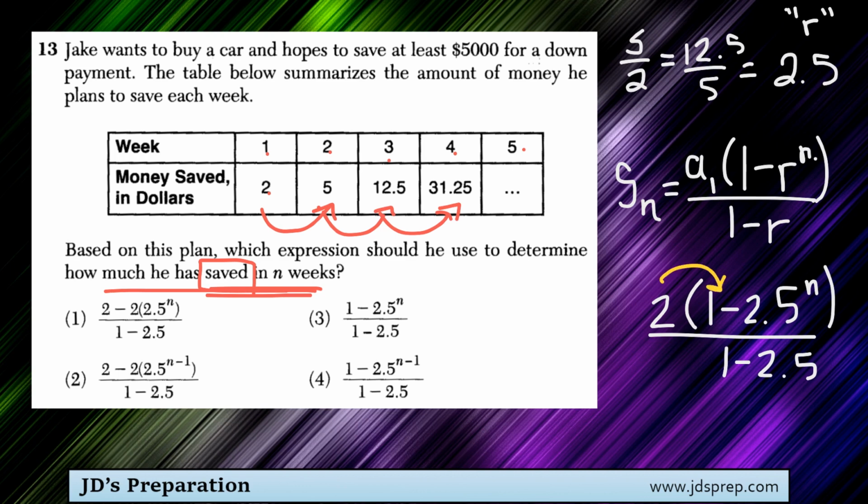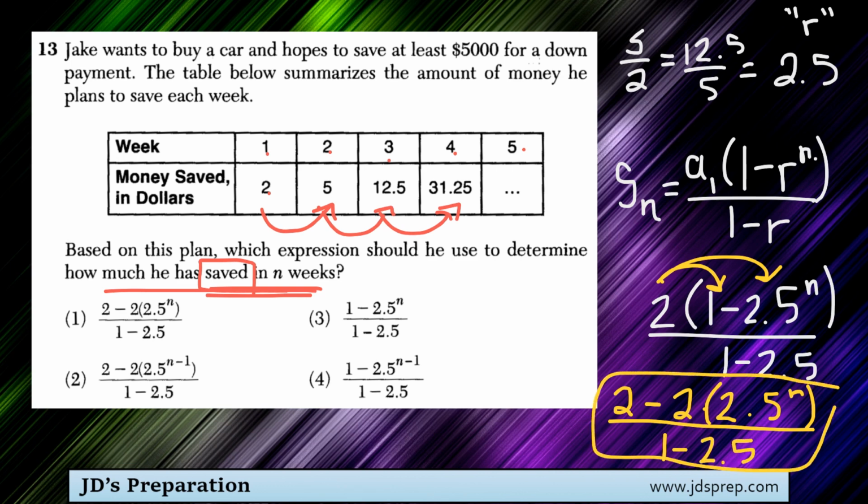So what they've done is they've expanded the numerator, and then you would have 2 minus 2 multiplied by 2.5 to the power of n, so we can put that in brackets, over 1 minus 2.5. And you'll notice now that this answer is one of the 4 choices. In fact, it's the first one.